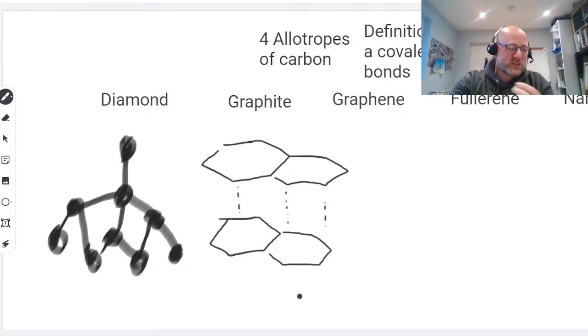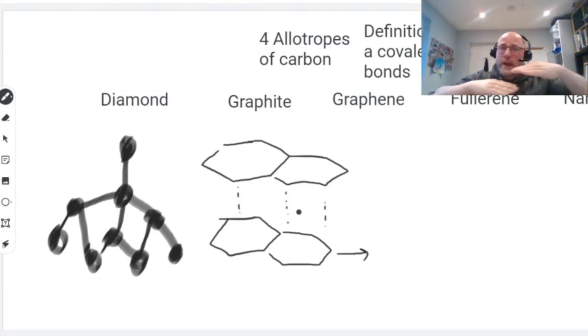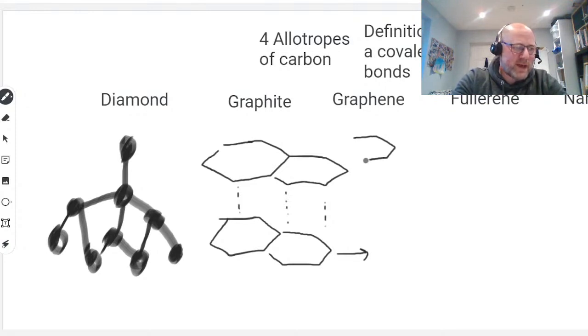It's arranged in layers. The layers can slide. So for graphite, you want to say it has layers, and the layers slide. Very good, Sophie. Yeah, the layers slide, but they slide because it has weak intermolecular forces. So if you say it has layers which slide, that's two marks. If they ask you why graphite's soft and it's three marks, then they want you to point out that there's weak intermolecular forces, easy to break, in between the layers. That's why they slide.